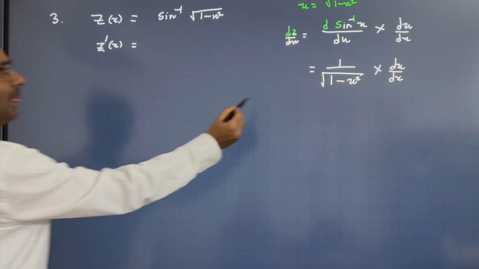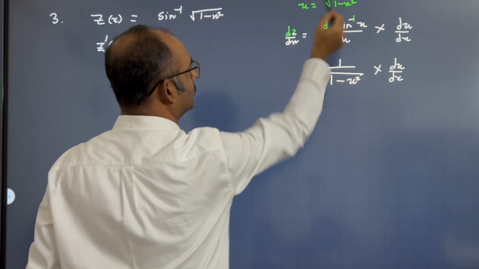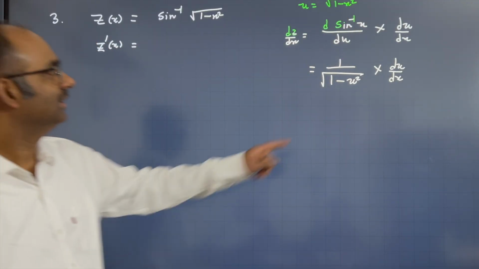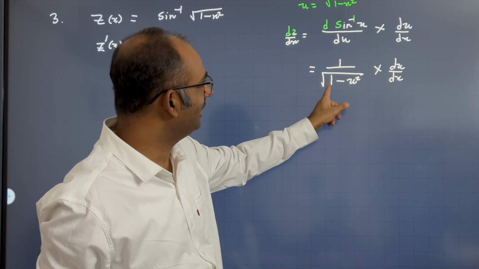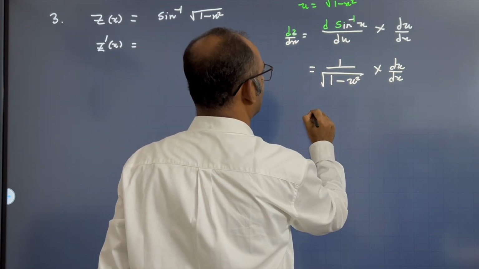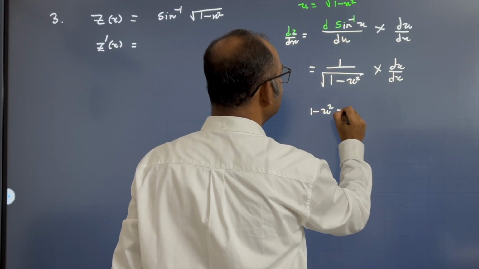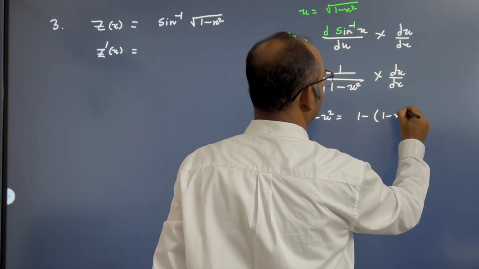So let's put here. What is u? What is u square? U square is 1 minus x square. Squaring it removes the square root. So 1 minus x square. So 1 minus u square is 1 minus (1 minus x square). This is x square.